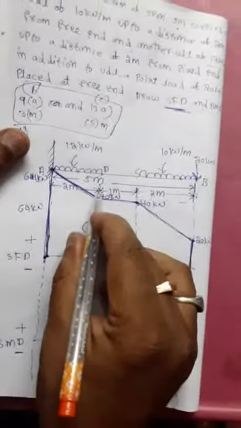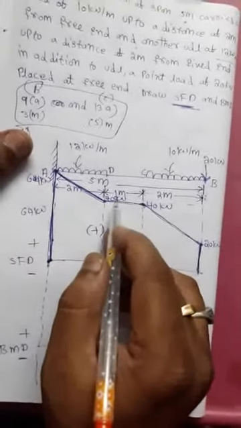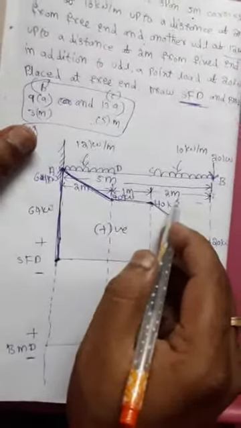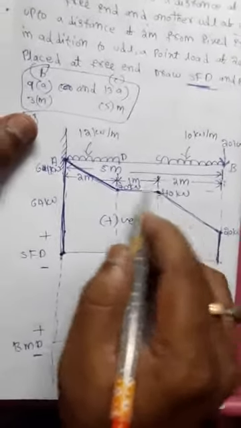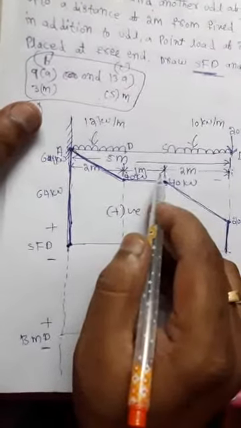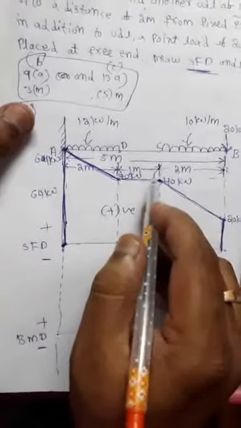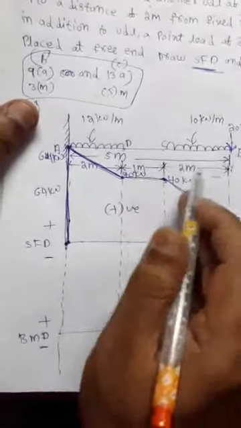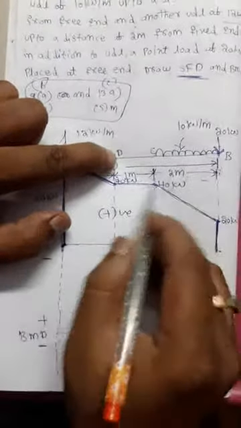After C, the next point is D. Between C and D there is no point load, but there is increasing distance. B to C has a span length of 2, but from B to D the span length is 3. In shear force you can substitute the previous value at the present point, but here you do not do that. Here, at every point you come from the starting point.